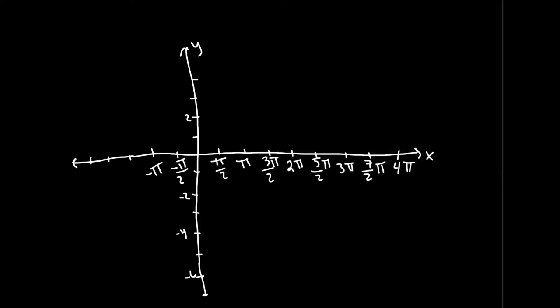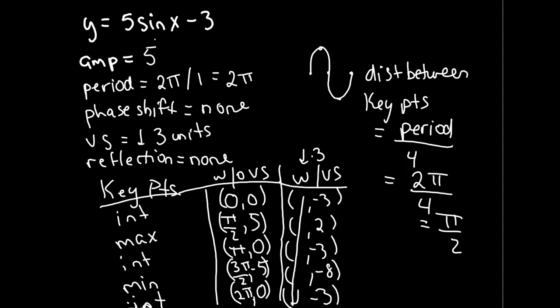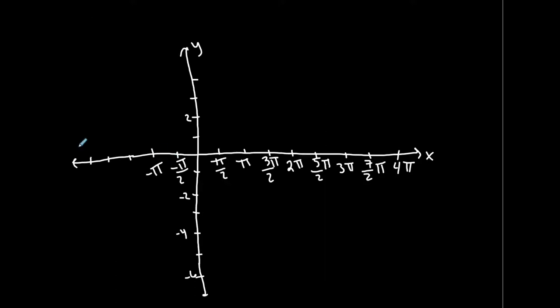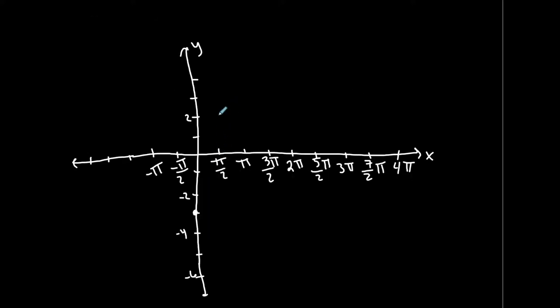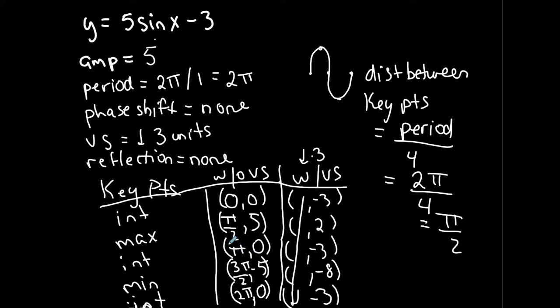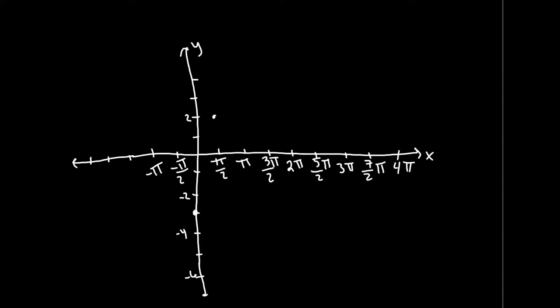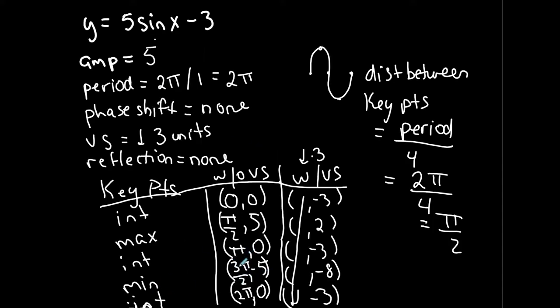All right, now we already have the points that we need, so let's just graph them. The first point happens at 0, negative 3. So on my graph, I'm going to plot 0, negative 3. The next ordered pair that I have is pi over 2, 2. Pi over 2 is here. 2 is up here, pi over 2, 2. The next ordered pair is at pi, negative 3. Pi, negative 3, here. The next ordered pair is at 3 pi over 2, negative 8. 3 pi over 2, negative 8.